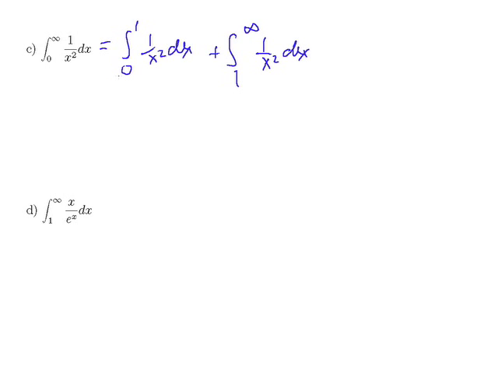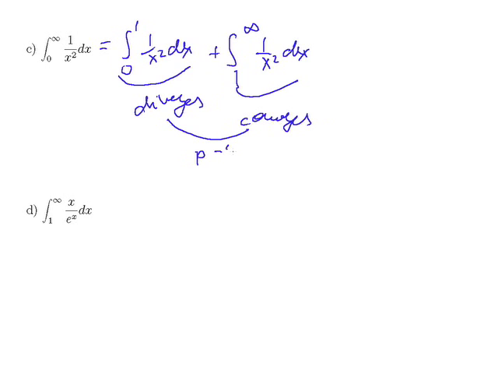What can we tell about these integrals? This diverges, this converges, and both because they are a p-series, but the convergence of this one can't rescue the other one, so in total the integral diverges. And that's it.